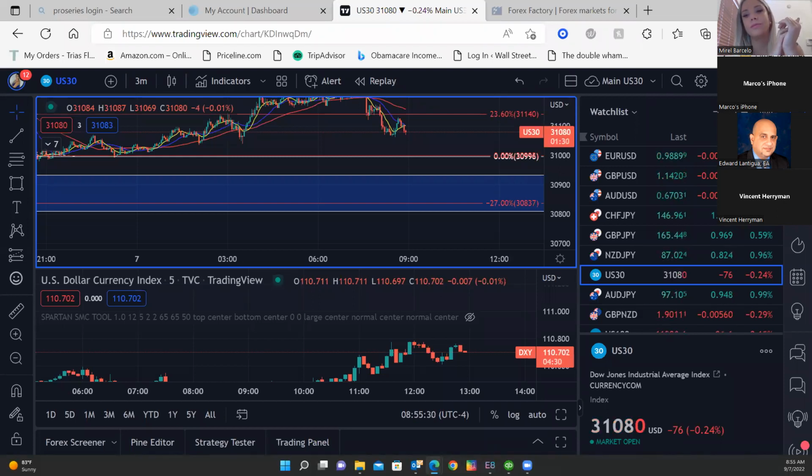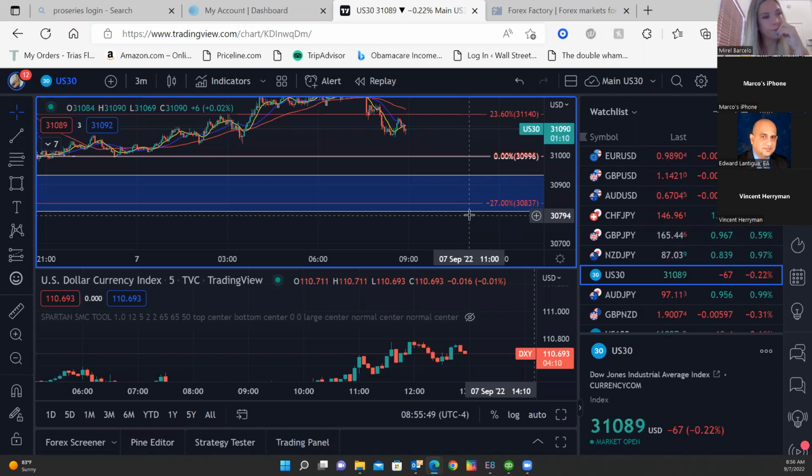So that's why risk management is extremely important when it comes to this little game. If you don't have proper risk management, it's tough. You might get screwed.